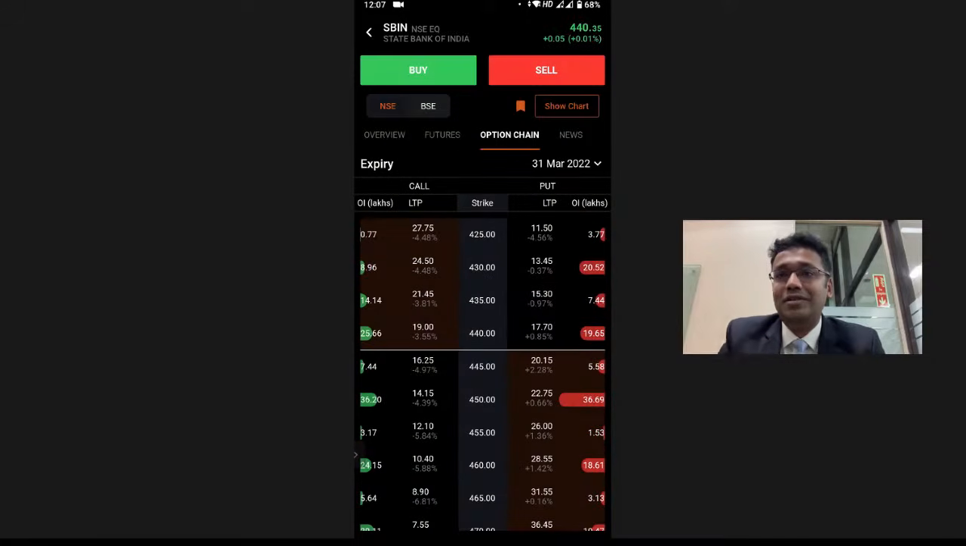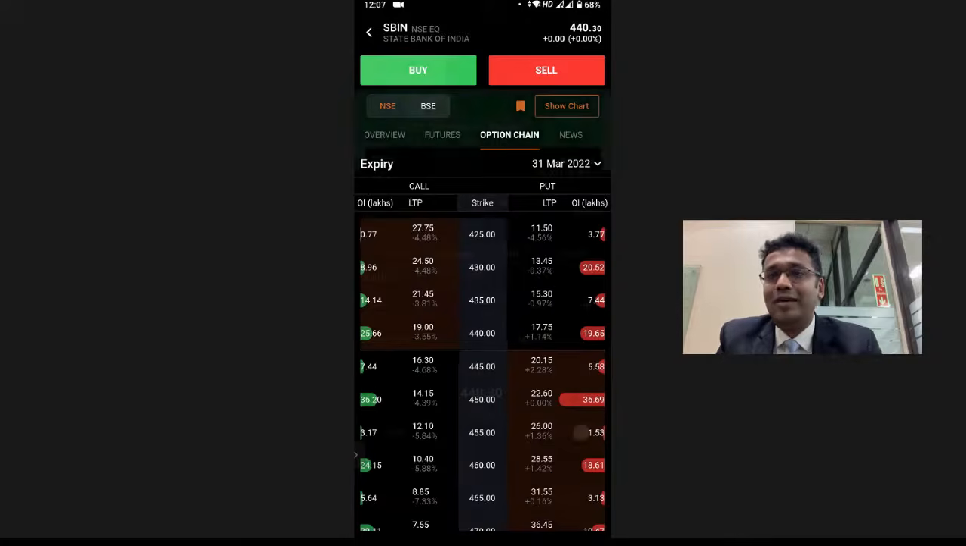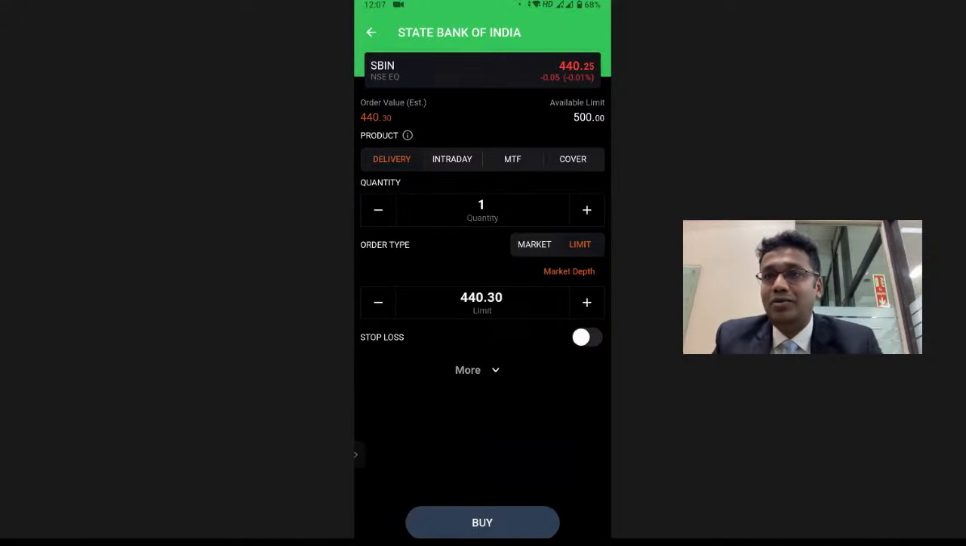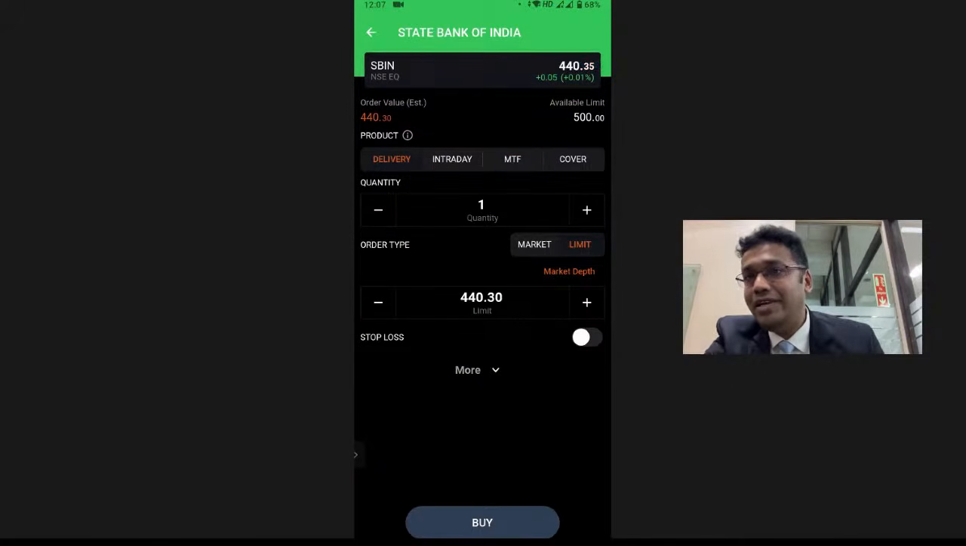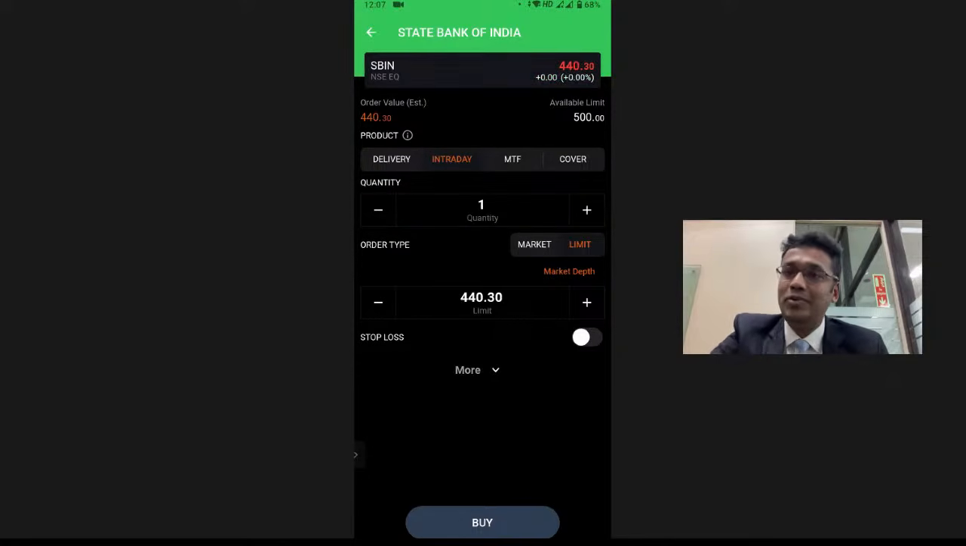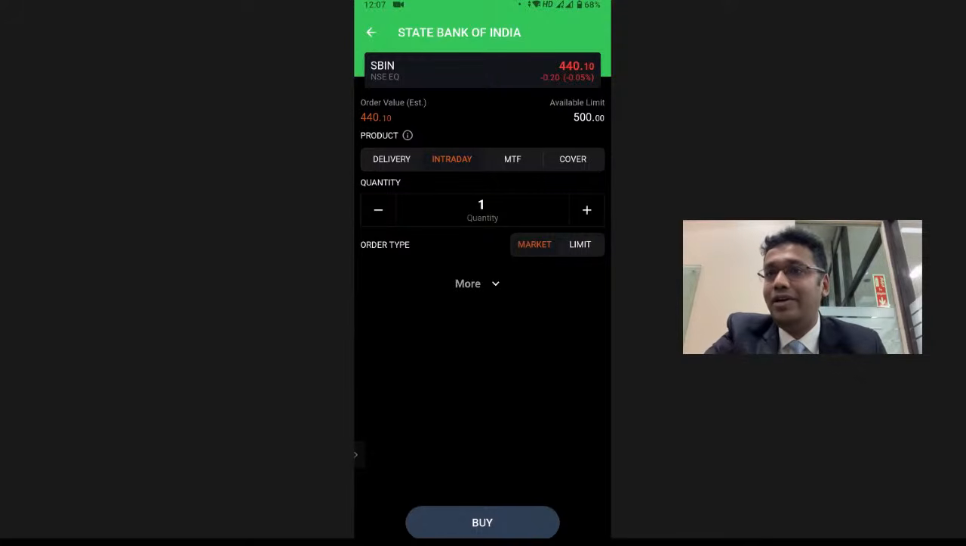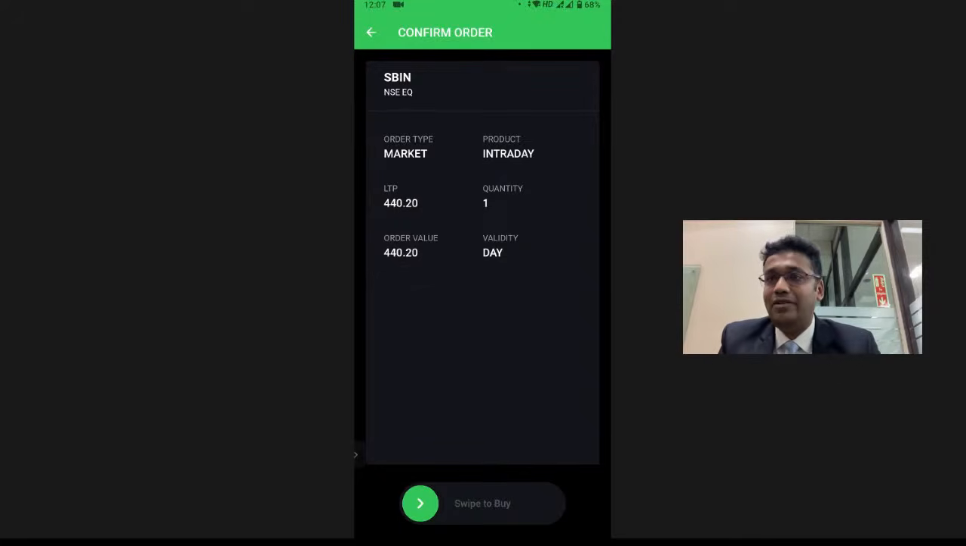If you want to buy a stock, you just click on buy, and it's very simple. Just swipe, and the trade goes through. Also, this app remembers your preferences. If you've come to delivery, it will show you delivery next time. If you do intraday, next time when you come to the app, it will show you intraday itself. Suppose you like to place market orders, it will only show you the quantity, and that's it. You can just click on buy, swipe, and your order goes through.